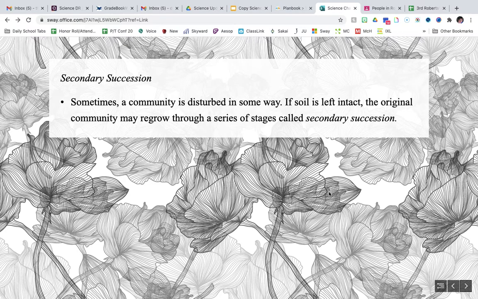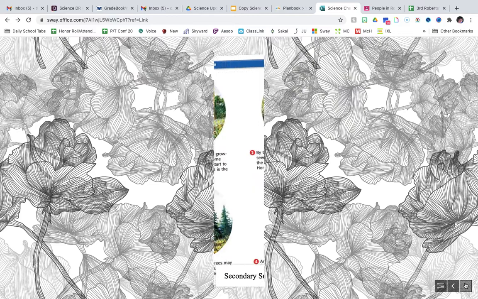All right, so that shows you an example of primary succession. Now we're going to move on to secondary succession, such as the forest fire. So if a community is disturbed in some type of way, whether that be volcano, fire, hurricane, or simply just by humans having a disaster of some sort, like an oil spill, if some of the soil is left intact, meaning if some of the soil is actually left there, the original community that was there may begin to regrow through a series of stages called secondary succession.